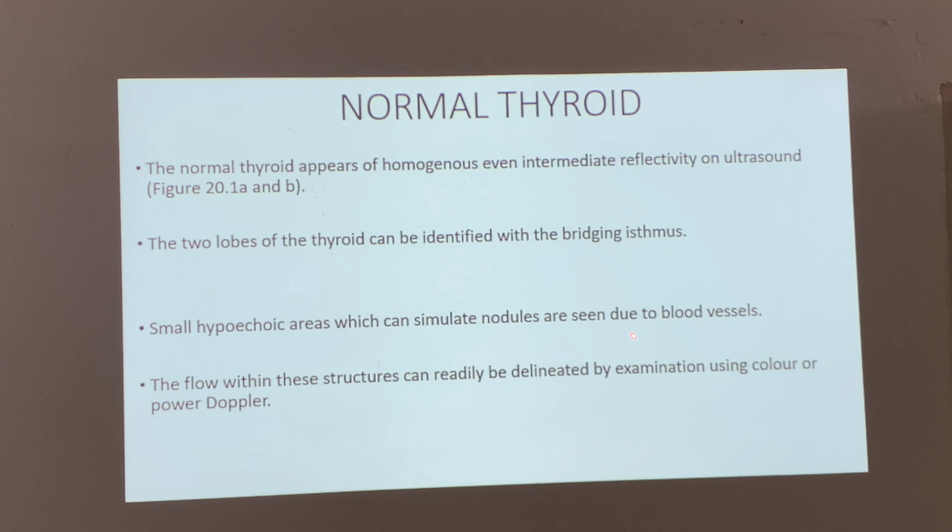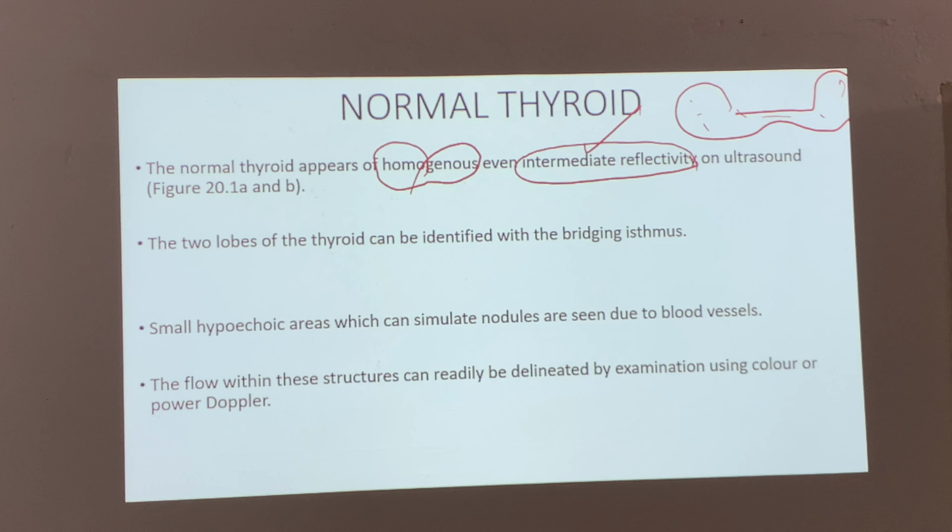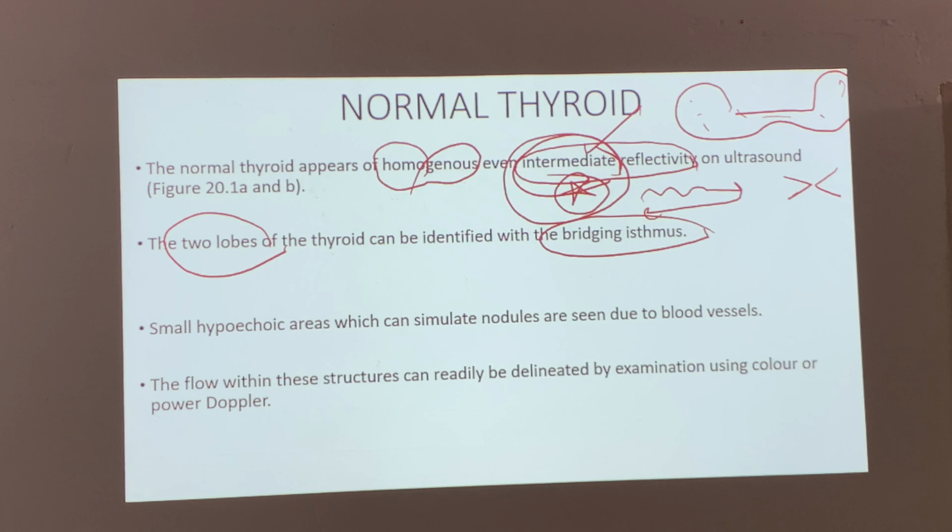Homogeneous. It's not heterogeneous. Homogeneous means it should all be looking similar. And even intermediate reflectivity. So the reflectivity is not too much or too little. As ultrasounds are waves, they pass through a structure and then come back, and based on that only we will see the shadows. So the reflectivity of the thyroid gland is intermediate, as we understand with this statement. We are going to see it in the picture also. The 2 lobes of the thyroid along with the bridging isthmus can be seen.